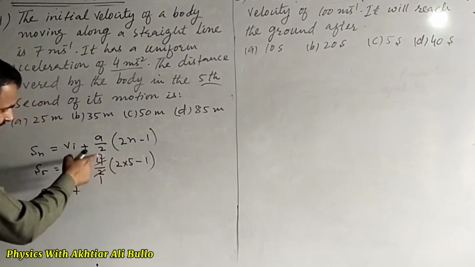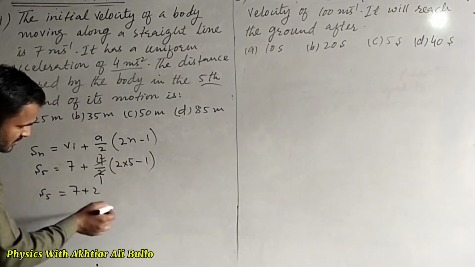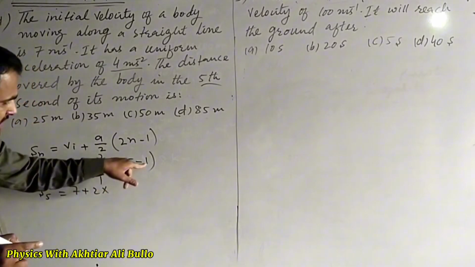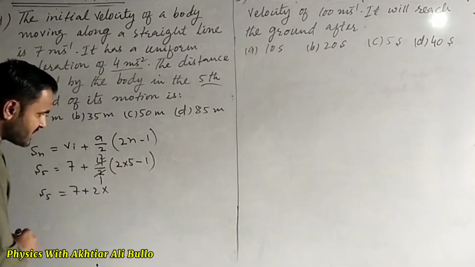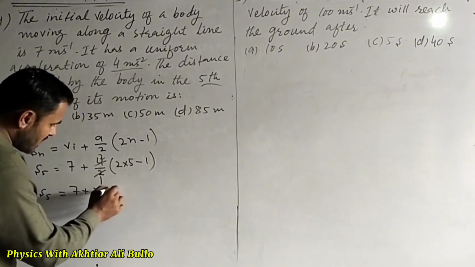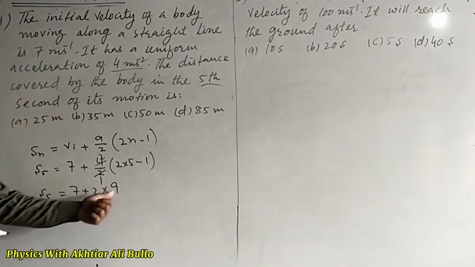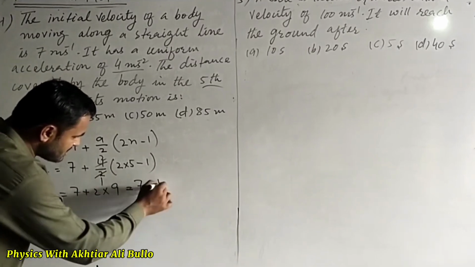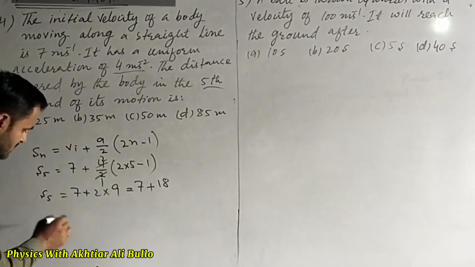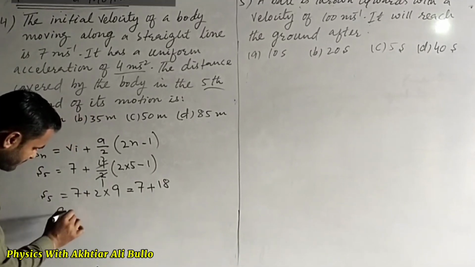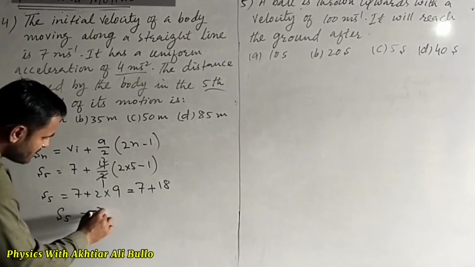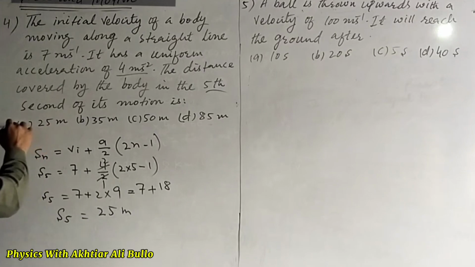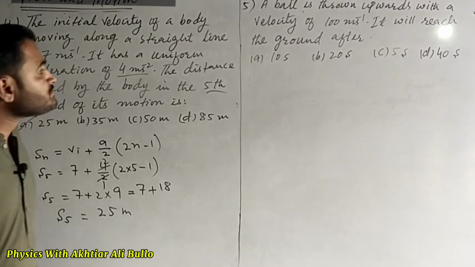Simplifying this, we get 2 plus 2 into 2 times 5 is 10, and from 10 we subtract 1, so we obtain 9. So 2 into 9 is 18, which means 7 plus 18. So the distance covered in the 5th second will be 25 meter. So the correct option is A, 25 meter.